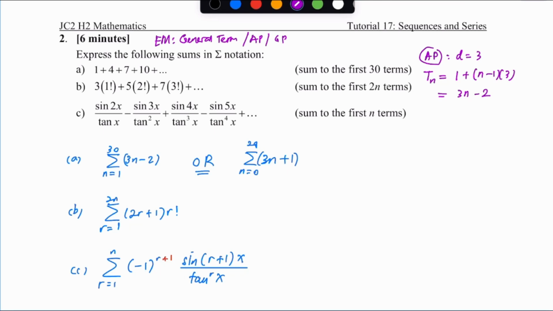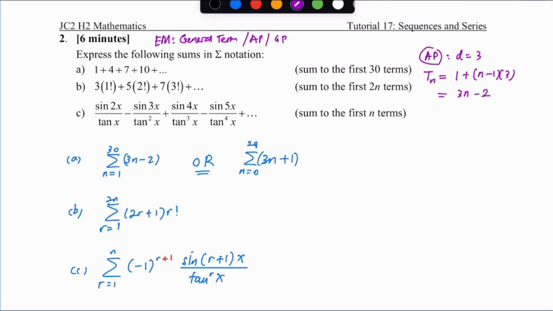Okay, so this is 3n minus 2. The n will start with 1. Just test: when n equals 1, the first term is 1. When n equals 2, the second term is 4. So you test the n into this general term to make sure it's consistent. And then you are summing the first 30 terms, right? If you're summing from 1, you count all the way, 1 to 30 will give you 30 terms.